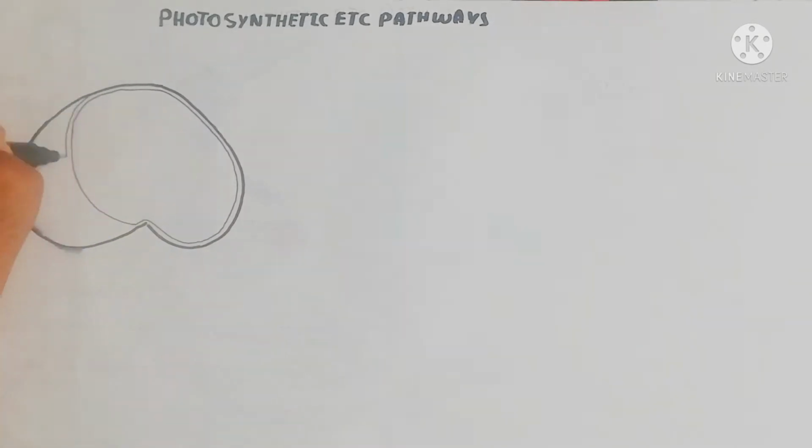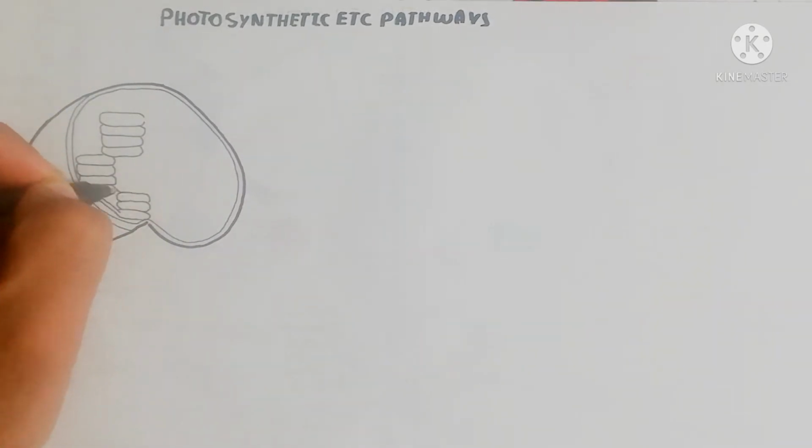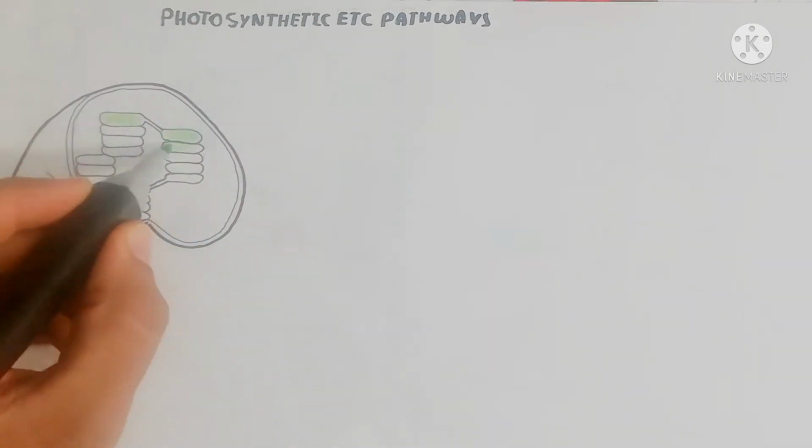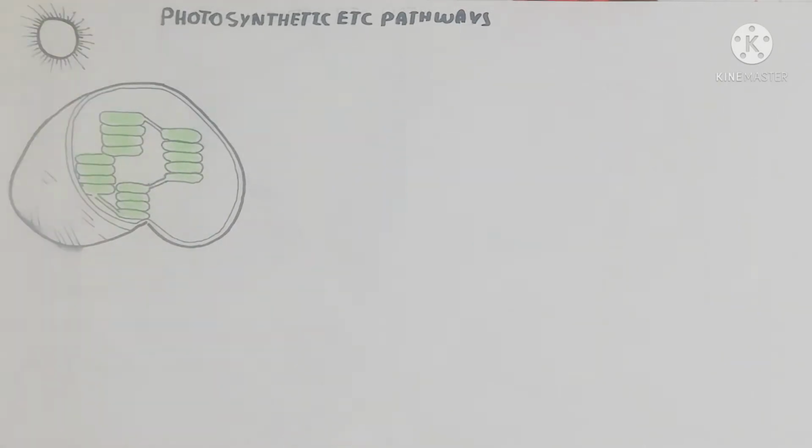Hello, in this video we will discuss the photosynthetic electron transport pathway. First of all, we need to understand the basic concept of the light absorbing mechanism. The photosynthetic electron transport pathway occurs in autotrophs. Autotroph means they produce energy themselves.